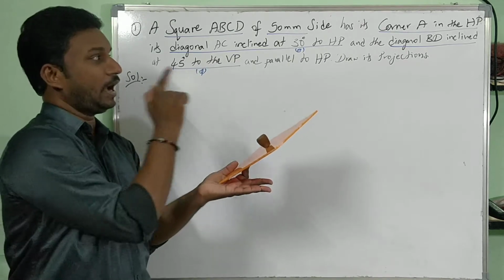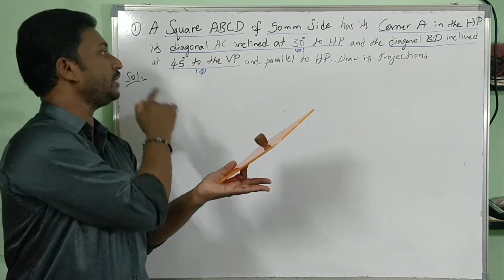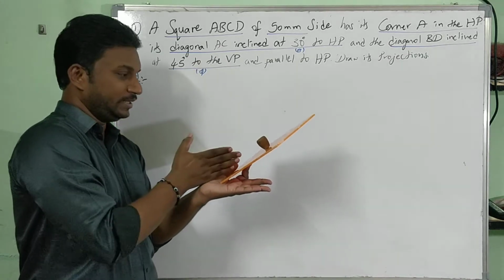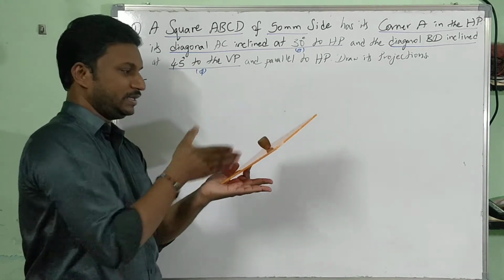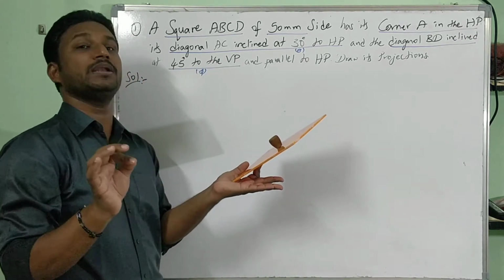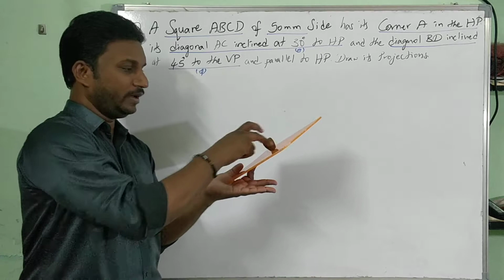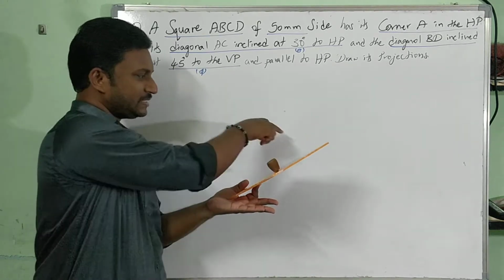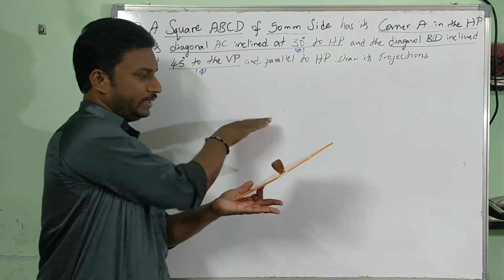At the same time, the diagonal BD is inclined at 45 degrees to the VP. Now you have to understand this first. This AC is inclined. For this AC, this BD will be at 90 degrees. For a square, diagonals will be perpendicular. Now, when this is at 90 degrees, what happened? For this VP, this line is at an angle of perpendicular, 90 degrees.